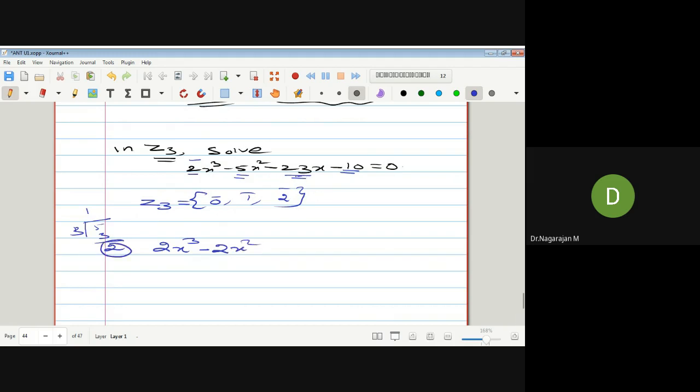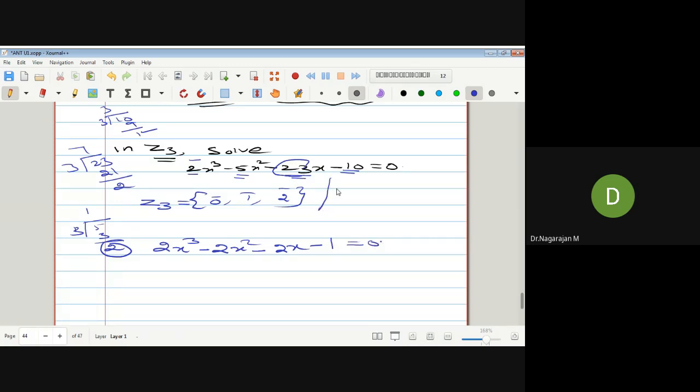Similarly, you can write the 23. How can we write 23? 7 times 3 is 21, so remainder 2. Therefore, minus 23 can be written as minus 2x. And 10, already you know, 3 times 3 is 9, therefore remainder 1. Minus 10 can be written as the remainder value, which is 1. I want to put here 1, that is equal to 0.